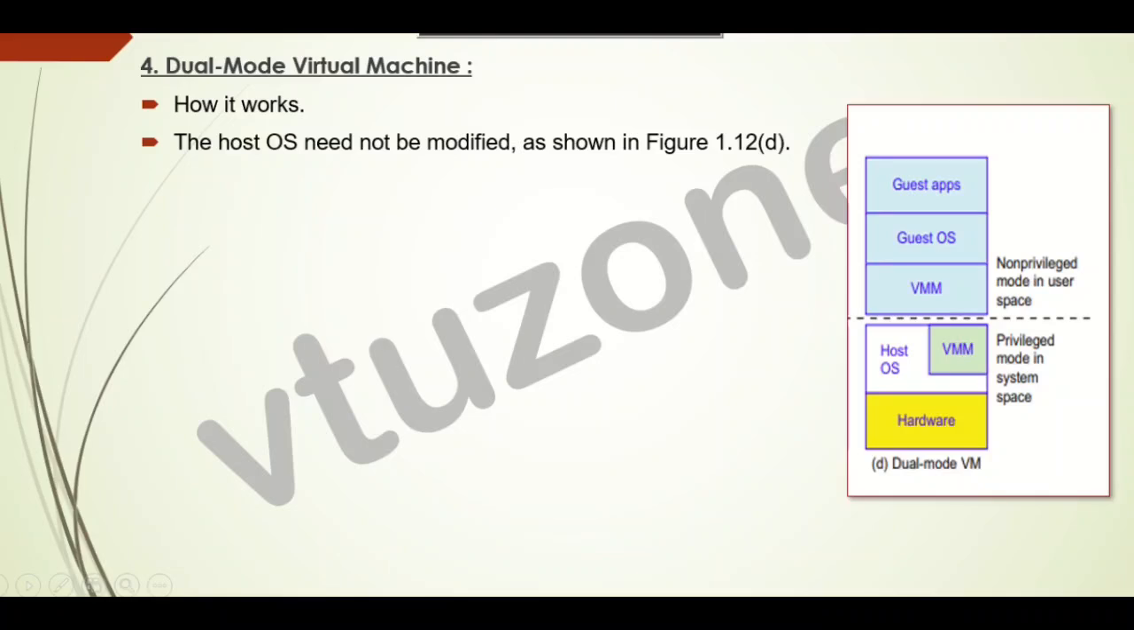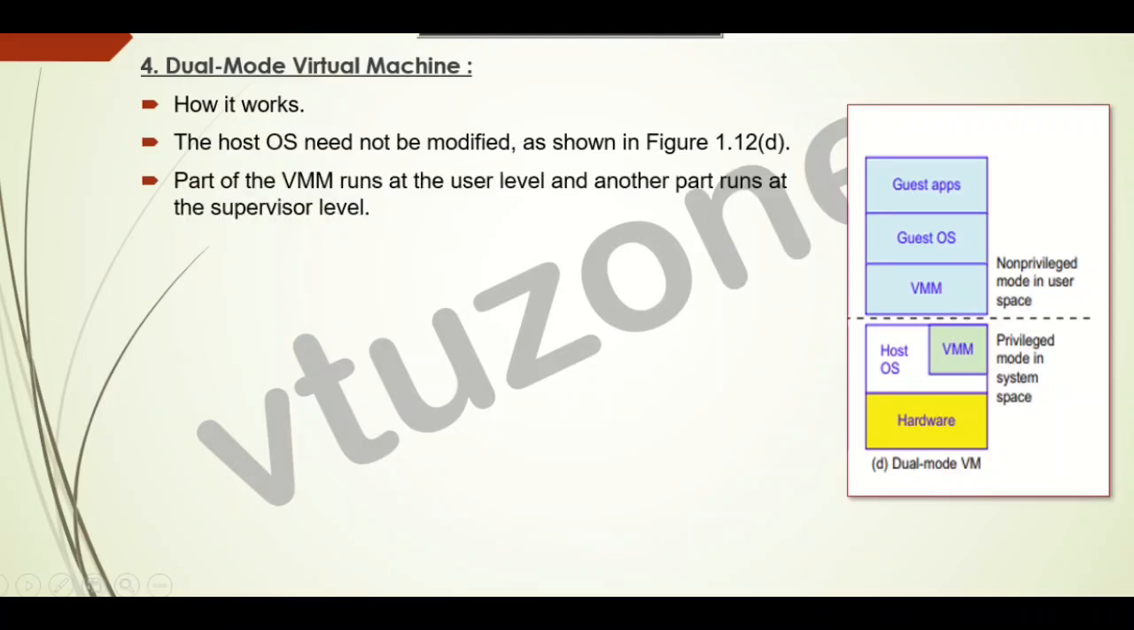In this case the existing operating system does not need to be changed. Part of the virtual machine monitor runs at the user level and another part runs at the supervisor level, as we have discussed in the diagram. That means some parts of the virtual machine monitor act like a normal application while others act like an operating system. In this case, the host OS may have to be modified to some extent. That means sometimes the existing OS needs a few changes for virtualization to work properly.